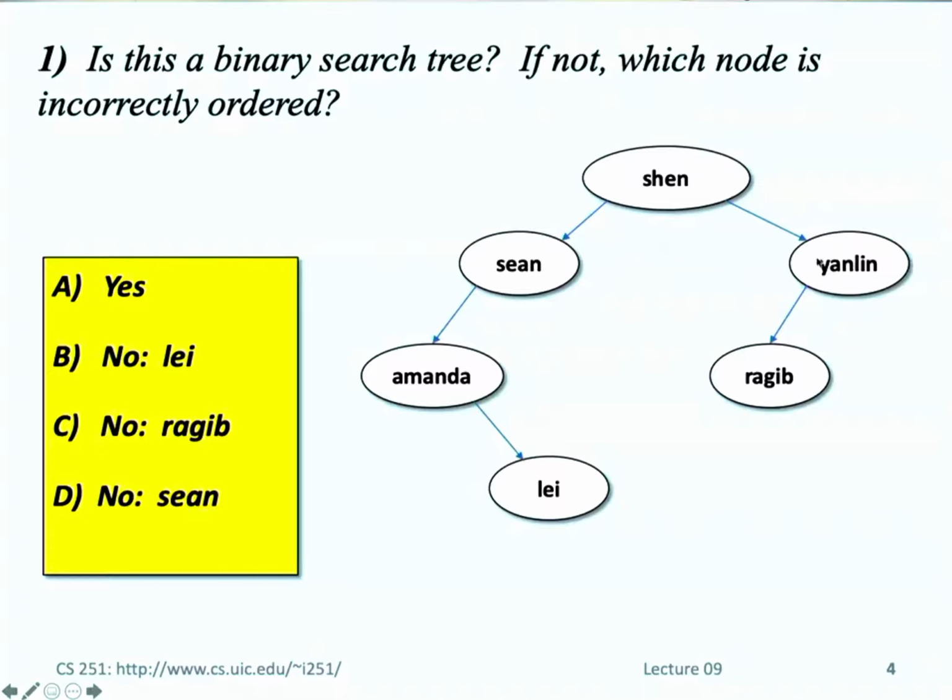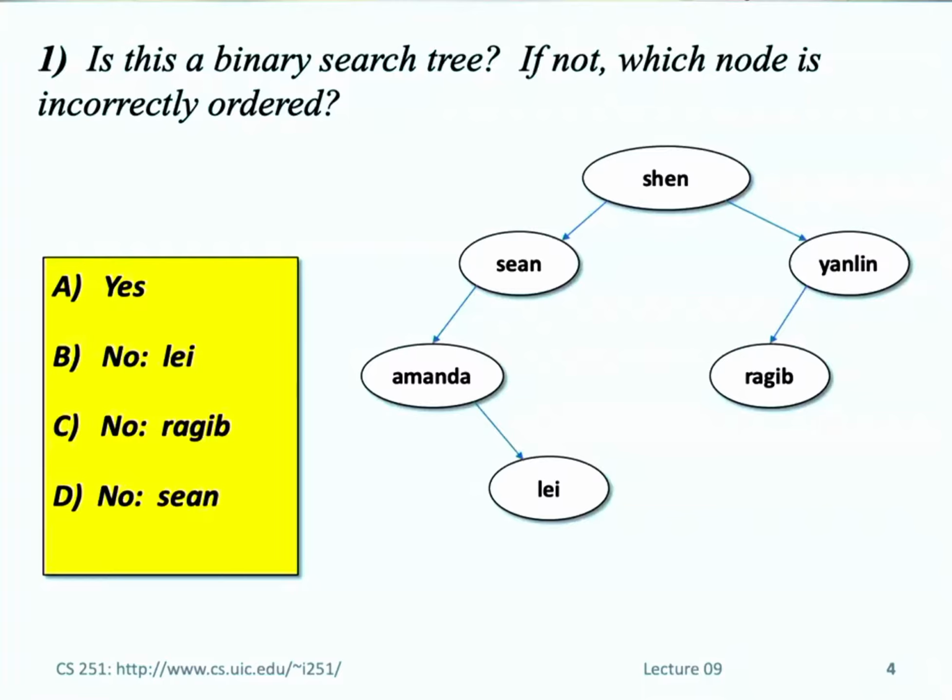We come here, we look at the node Yanlin, which starts with Y, and it seems in place, but when we look at the leaf node here, Ragib, it's out of place. R comes before the alphabet S, but in this case the node is towards the right of the tree. Is everyone clear on why this is not a valid binary search tree, and what the problem is here? Any questions before we move on?